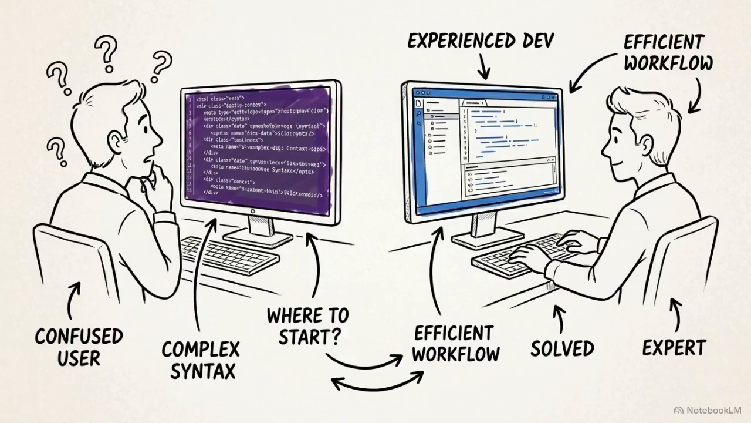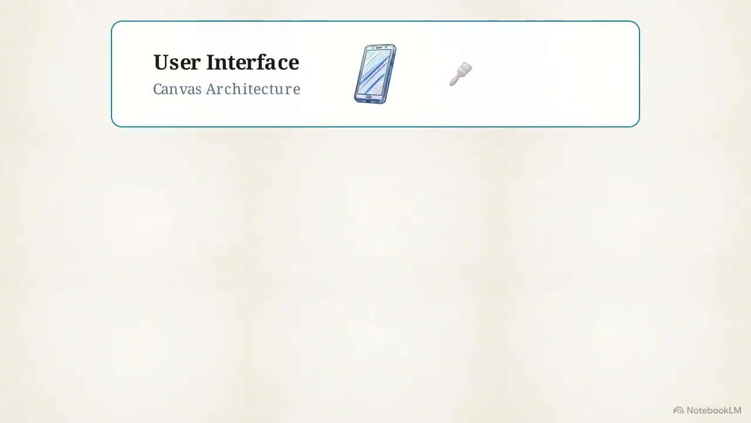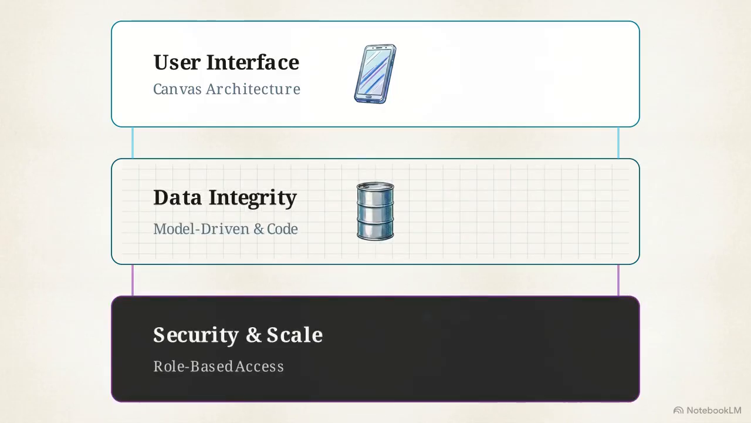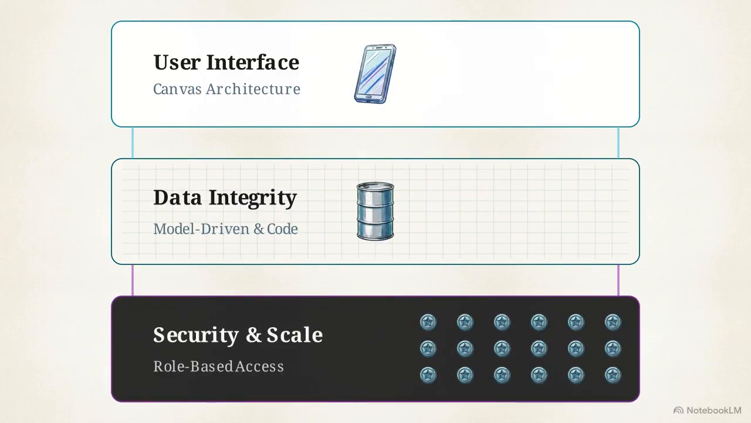Deploying Code Apps sacrifices the primary cost-saving benefits of citizen development. It requires expensive, specialized engineering talent to build and maintain the infrastructure. Canvas prioritizes how the user feels when they interact with the screen. Model-driven and code tiers prioritize the integrity, security, and scale of the enterprise's data underneath it.